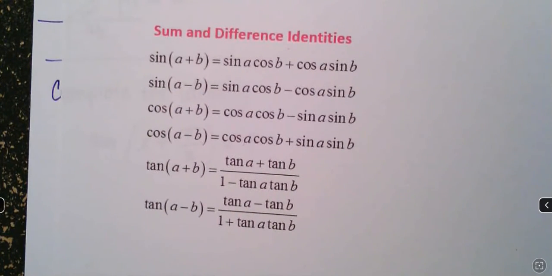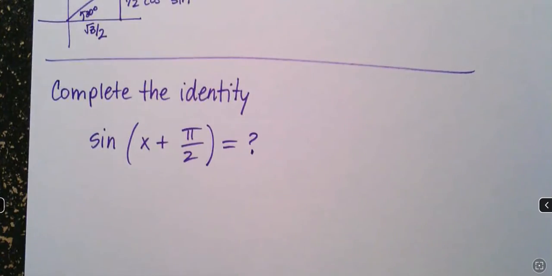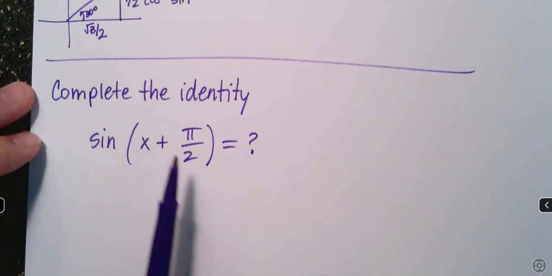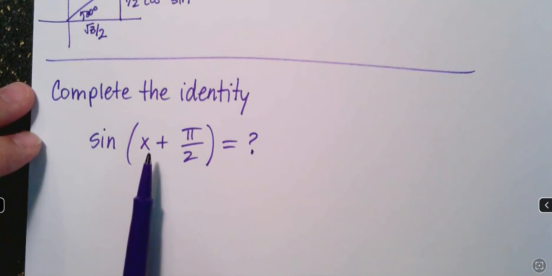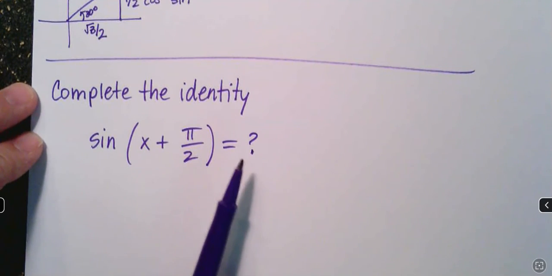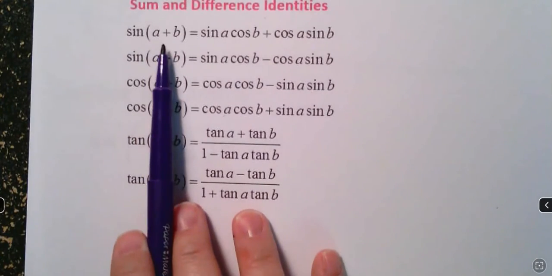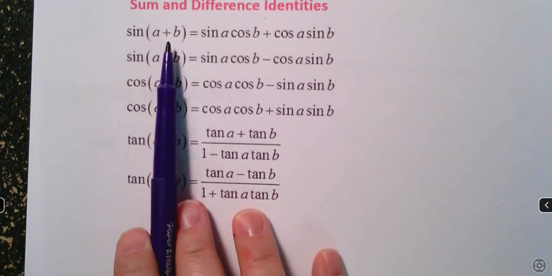There are other ways I could complete this because an identity is basically just a statement that's always going to be true no matter what x or theta or whatever your variable is. So there are other things I could write there, but they're asking me to apply the sine of a sum formula and simplify it if I can.